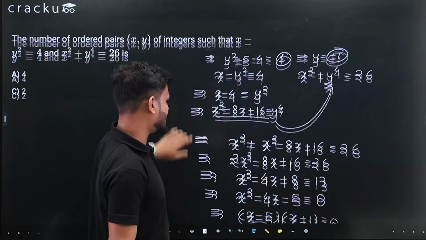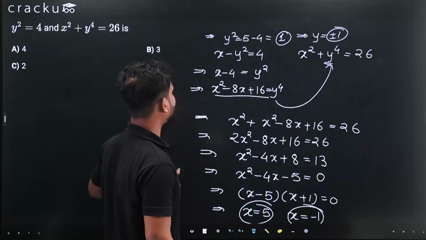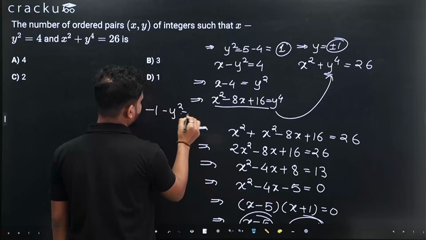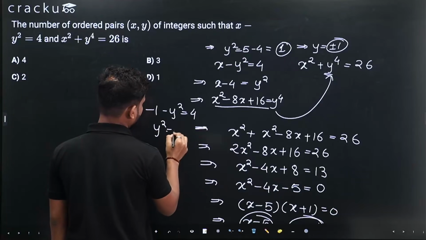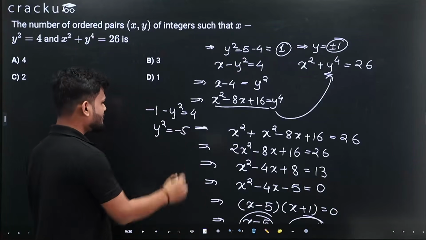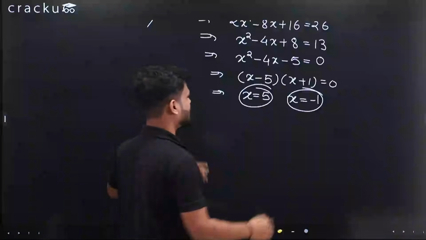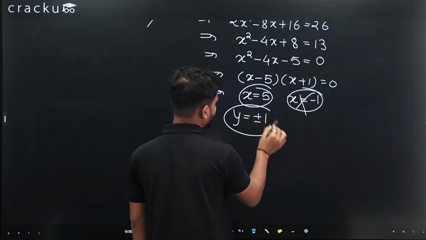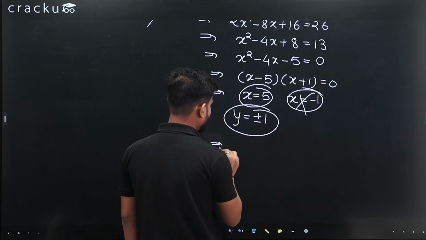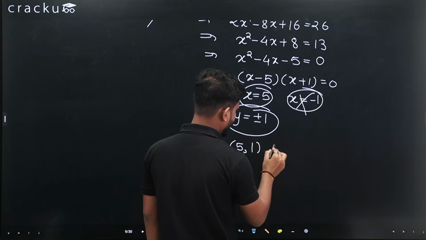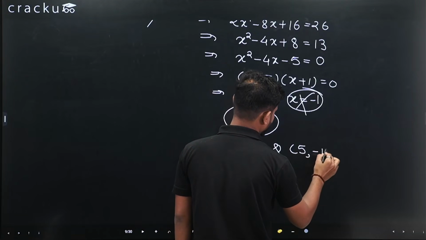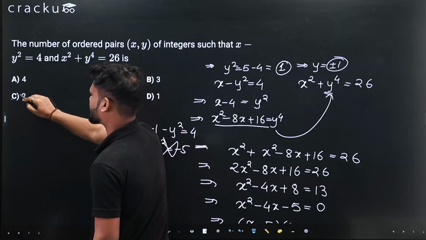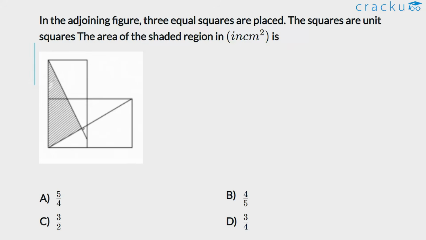If you put x is equal to minus 1 here, you will get minus 1 minus y square equal to 4, or y square is equal to minus 5. Is this possible for real number? No, this is not possible for real number. So this is not correct. And from x equal to 5 you get y is equal to plus or minus 1. So your answers will be 5 comma 1 and 5 comma minus 1. So how many solutions are there? There are exactly 2 ordered pairs. So answer to this question will be option number C.